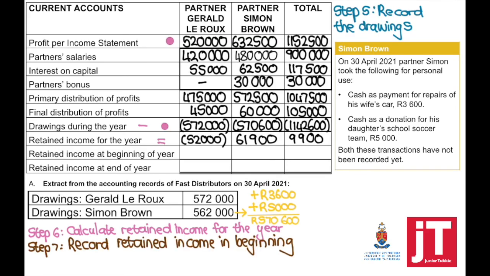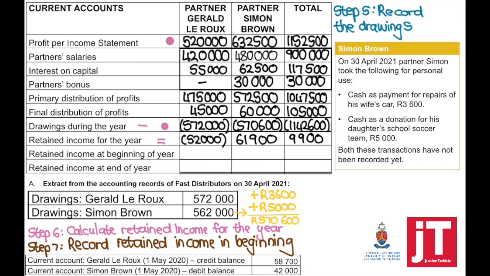Step number 7, record the retained income in the beginning. These figures were given to you on the 1st of May 2020. Credit balance means no brackets. Debit balance means brackets. 58,700 minus 42,000 equals the total 16,700. Our last step, step number 8, is calculate the retained income at year end.